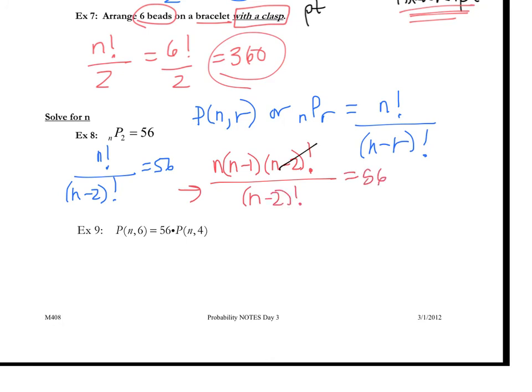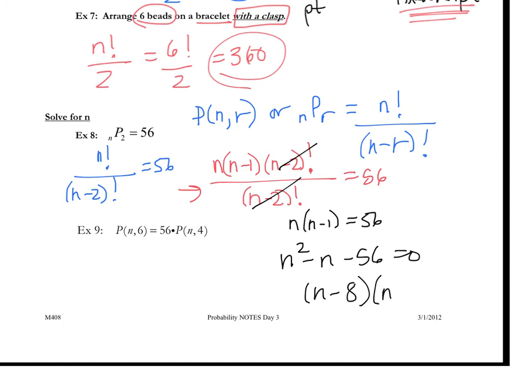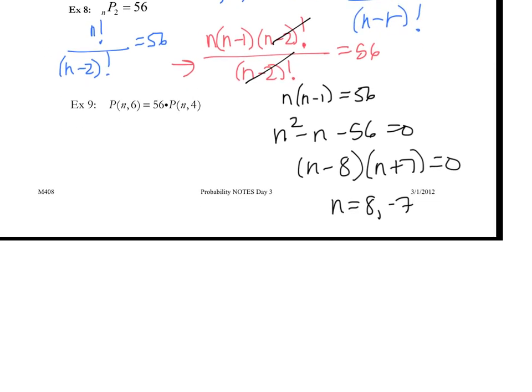From here, we can see the (n minus 2) factorials cancel, and we are left with n times (n minus 1) equaling 56. And this gives us a basic quadratic that we can go ahead and solve, getting (n minus 8)(n plus 7). Values of n would equal 8 and negative 7. Now, since the values of n represent how many terms we are permutating, you cannot permutate a negative number of terms. And for that reason, the only answer here is 8. Go ahead and try number 9.